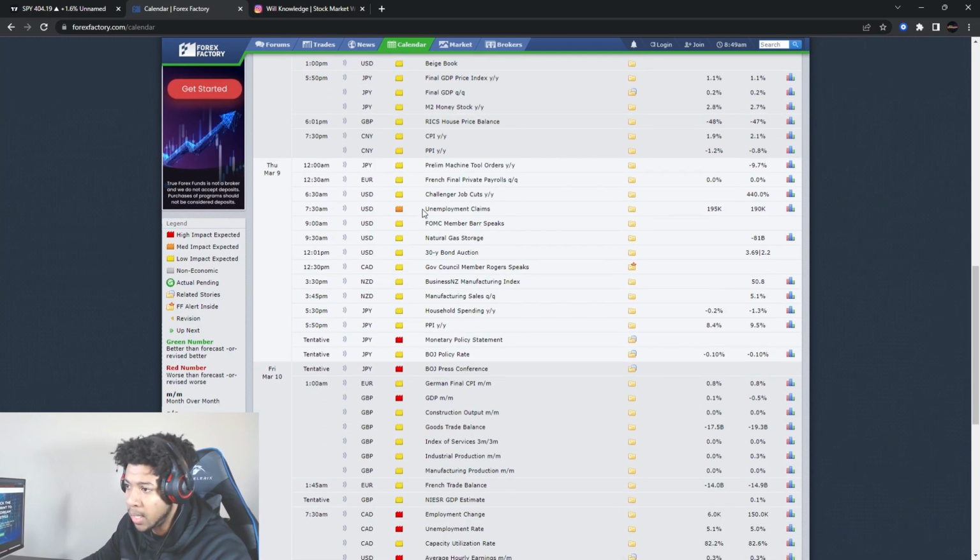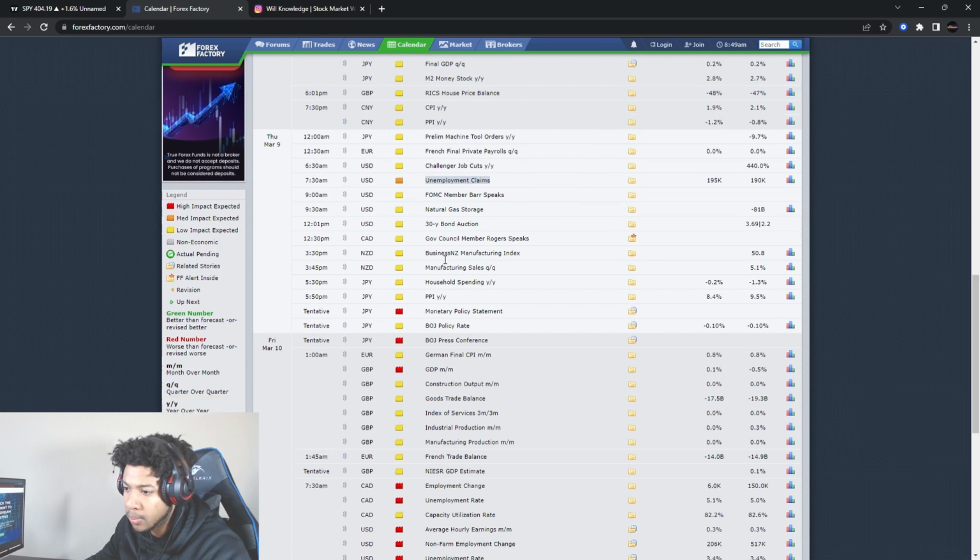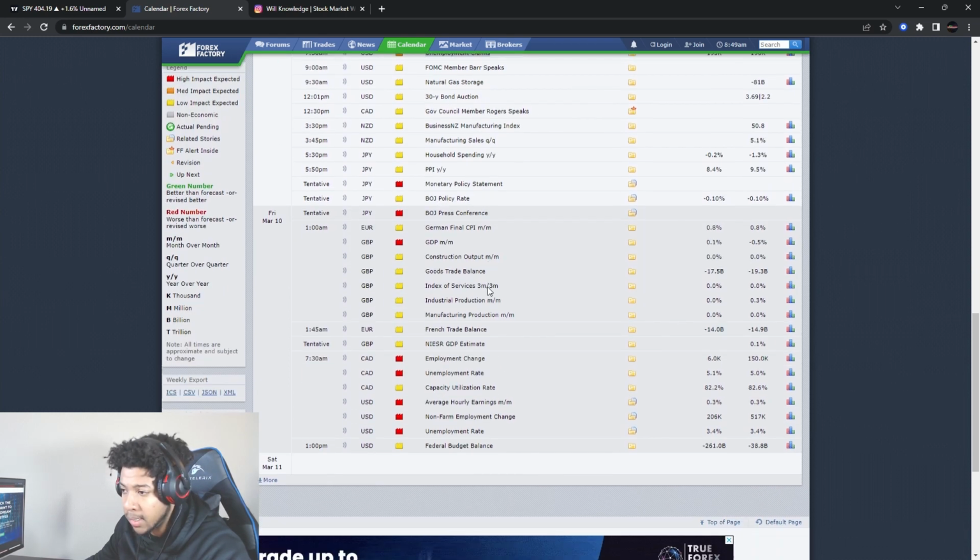Thursday, we got unemployment claims about an hour before the market opens. That's going to move the market a little bit. We also got an FOMC member, Barr, speaking about 30 minutes after the market opens. That might move it. We got natural gas and we got the 30-year bond auction as well. I don't think it's going to move it that much, but natural gas could maybe move it a little bit, but not really. I think Thursday, the biggest news is the unemployment claims an hour before the market opens. Make sure you guys know this, writing down all these news.